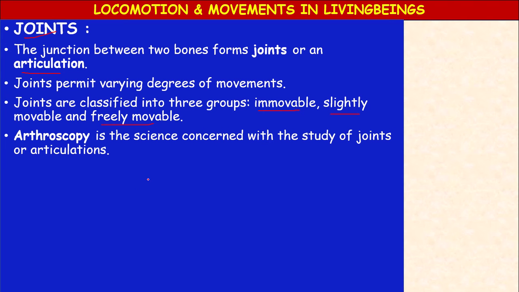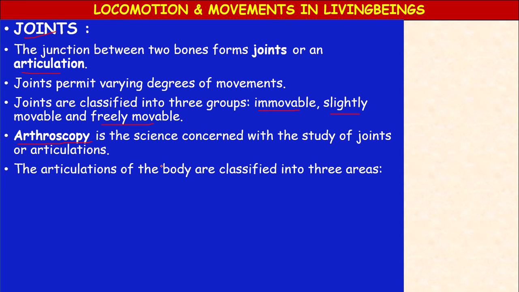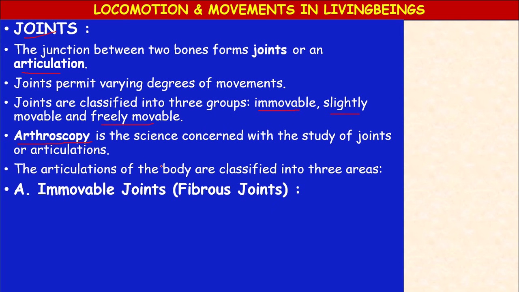So, the study of joints is called arthrology. Arthrology is the science concerned with the study of joints or articulations. The articulations of the body, especially human beings, are classified into three areas. What are they? First, immovable or fibrous joints.